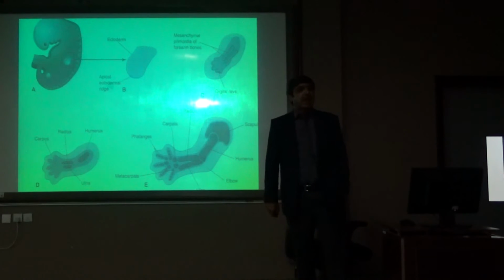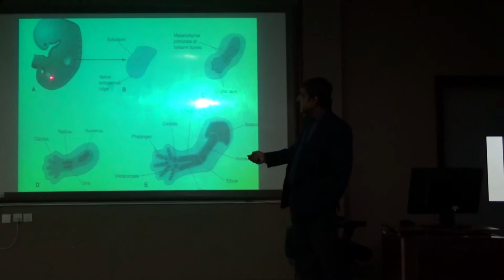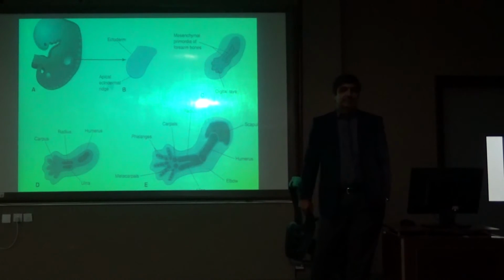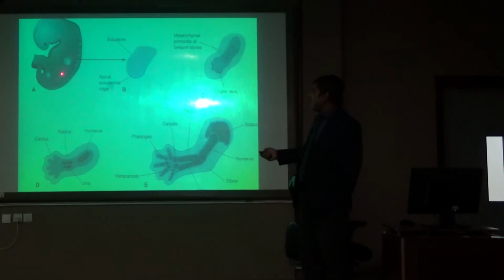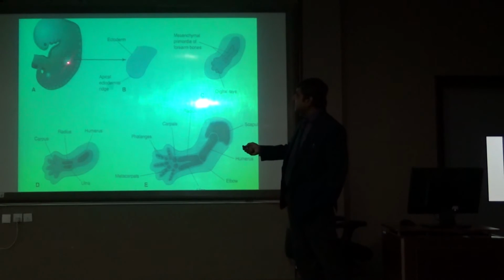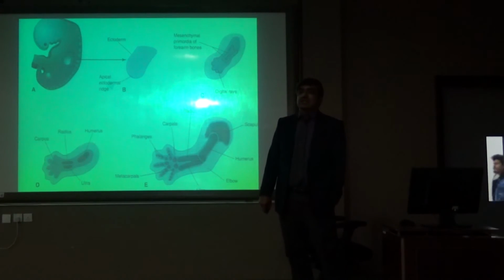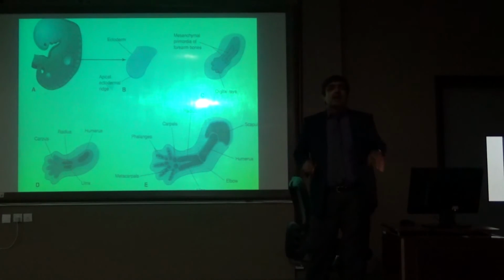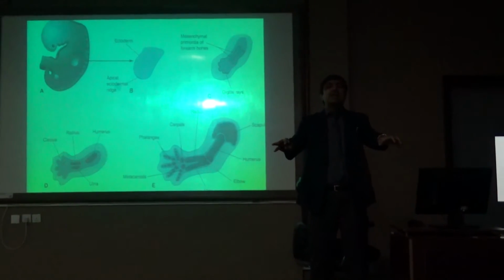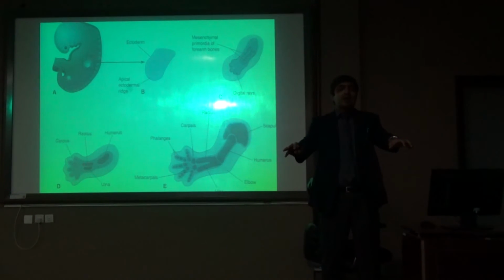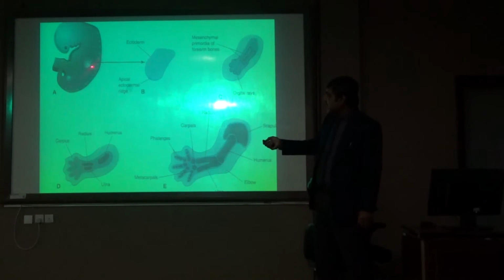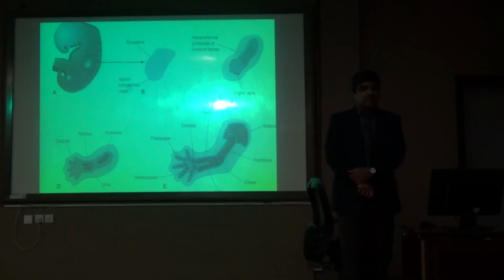Limb buds, upper limb buds, lower limb buds, right? The upper limb bud appears 1 to 2 days before the lower limb. These buds, if I say simply, grow anteromedially, in the lower limb anterolaterally, they make a long limb. You can see there are no fingers.